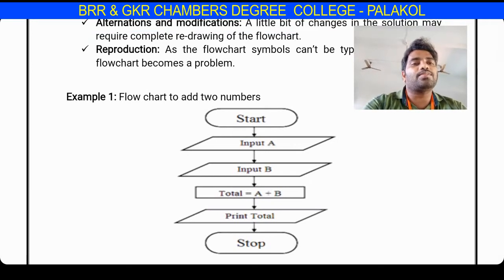Input uses the parallelogram symbol: input a, input b. Then a statement in a square symbol: total equals a plus b. After that print total, which is the output statement. For input or output statements you use the parallelogram symbol. For statements you use the square symbol. Terminals are the starting and ending symbols.